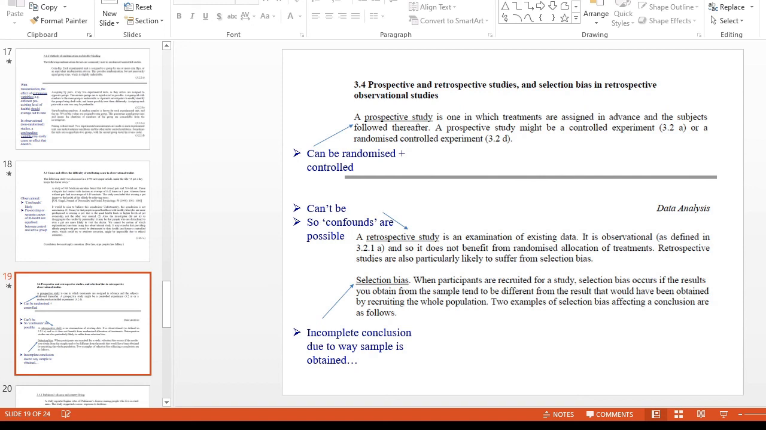A retrospective study is an examination of existing data, or it's called an observational study. It doesn't come with the ability to randomly allocate experimental units to one treatment group or the other. Therefore, they're quite likely to contain confounding variables. They can also contain selection bias, but we'll briefly recap that when we review this design of experiments to avoid some problems at the start of the next video before we move on to probability.